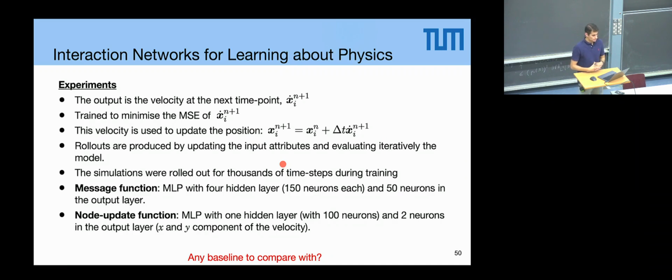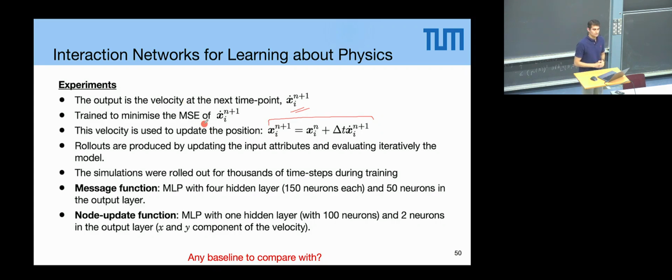Now the output that we obtain in each of these three cases is the velocity at the next time point. Similar as before, we cannot be obtaining the absolute location of the nodes. If we obtain the absolute location, then this will stop being translation invariant. So we obtain the velocity or the acceleration, both will be okay. In the end, we will be doing numerical integration to update the location of the nodes.